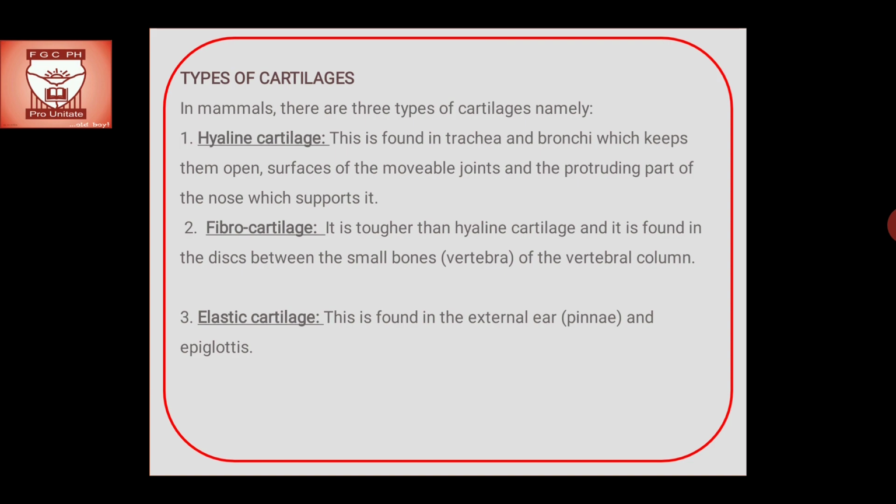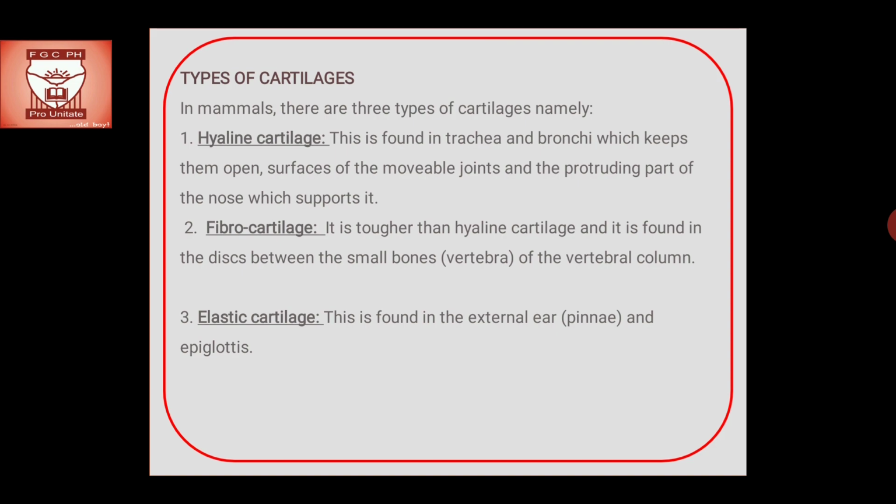Remember, our backbone is called the vertebral column. Each one of that bone is called vertebra. In between each of that bone, we have joints. The type of cartilage in between that joint is what we call fibro-cartilage. And then we have the last one, which is the elastic cartilage.